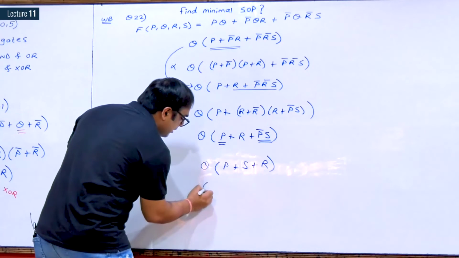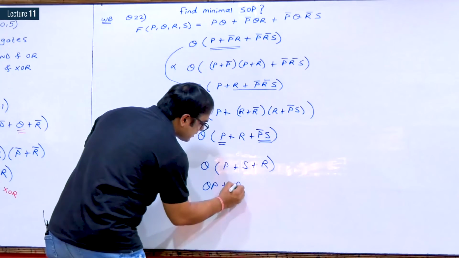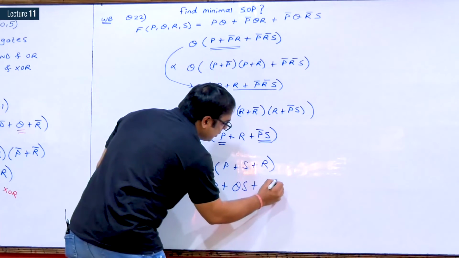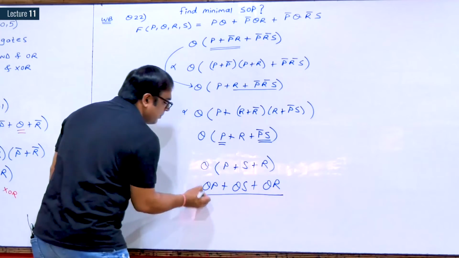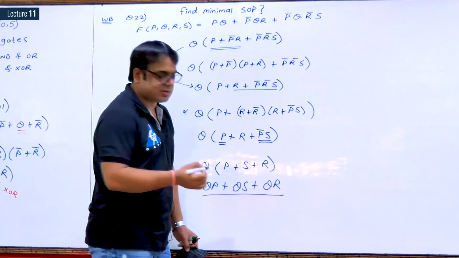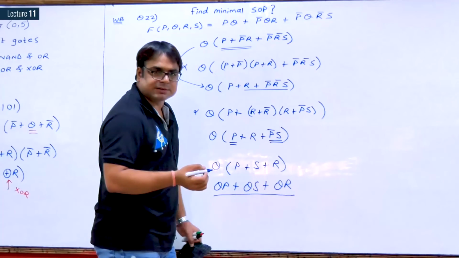So now last step, QP plus QS plus QR. This must be present in one of the options. This is the correct answer.